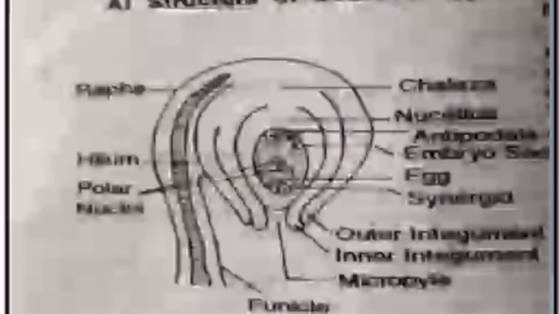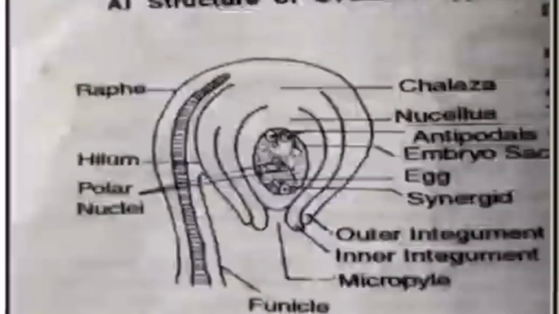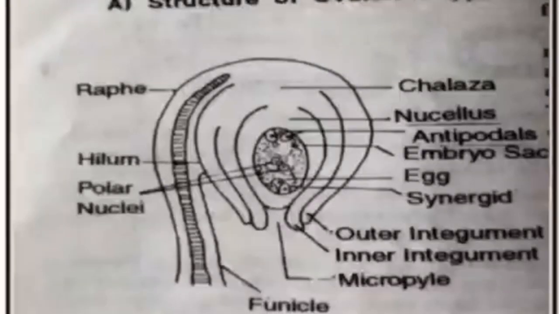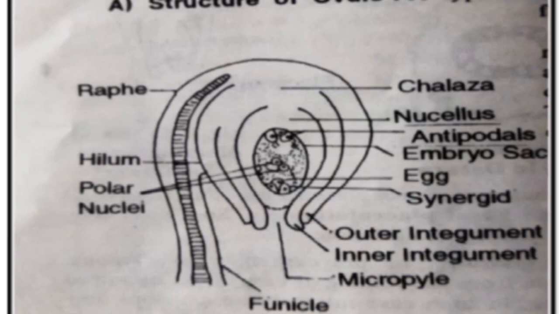A typical ovule in angiosperms shows some parts. The first one is the funicle. The cylindrical stalk by which the ovule is attached to the placenta is called the funicle. Means the stalk of the ovule is called the funicle, because this ovule is made up of two main parts: one is the stalk of the ovule, and the other is the oval structure, known as the ovule body. So these are the two main parts of the ovule.